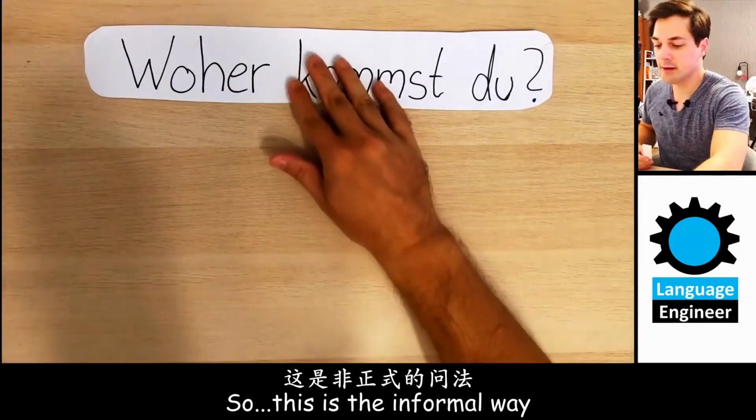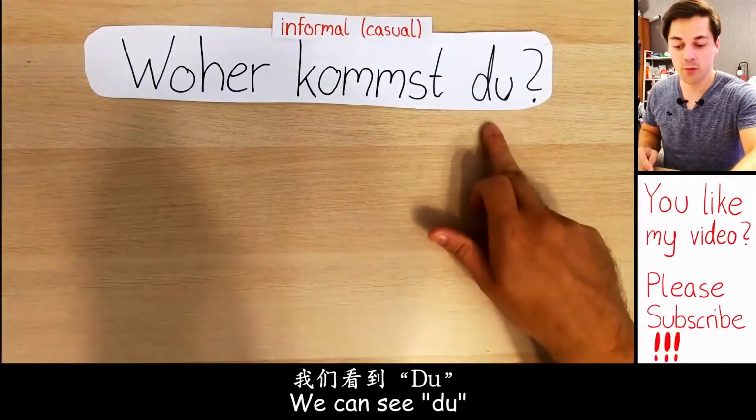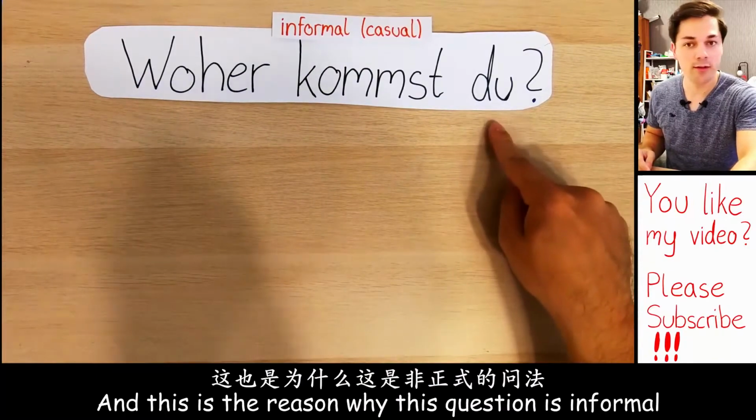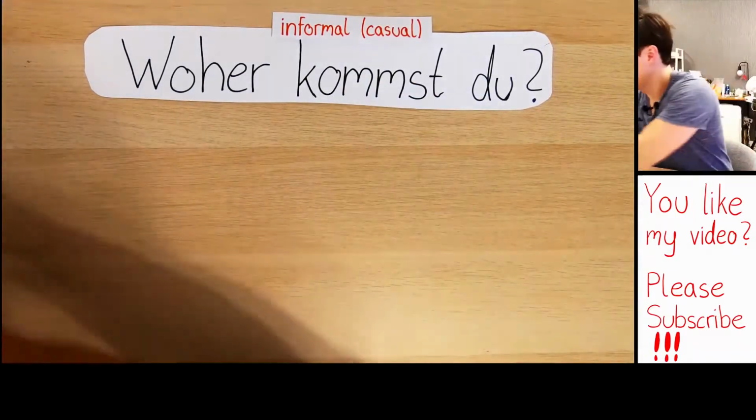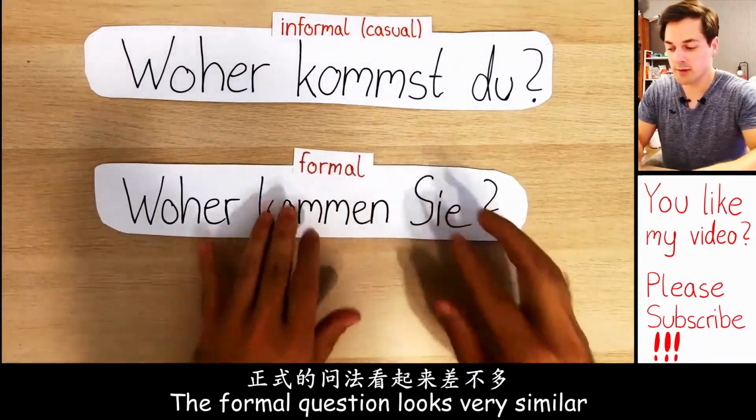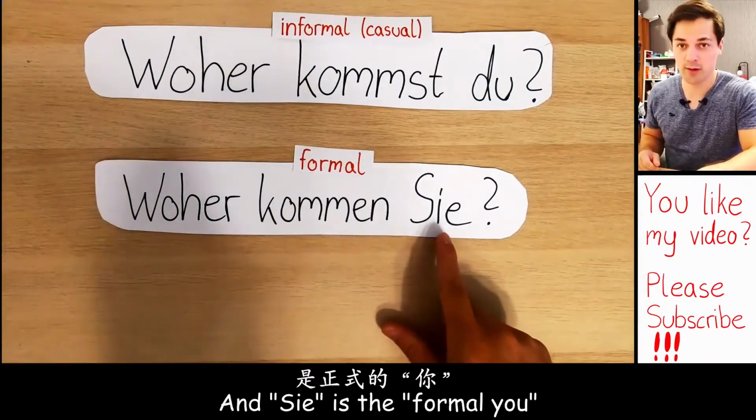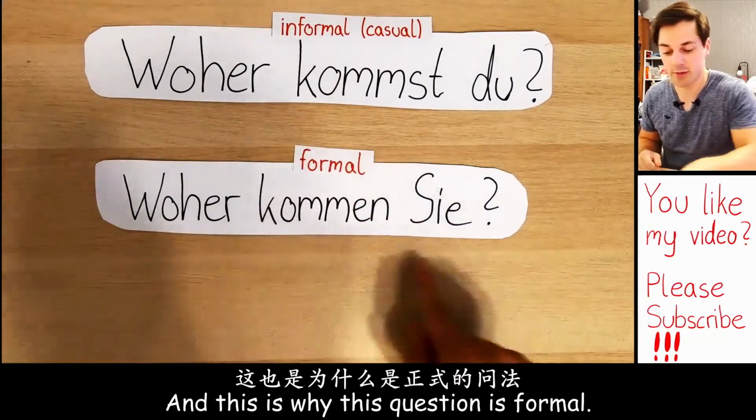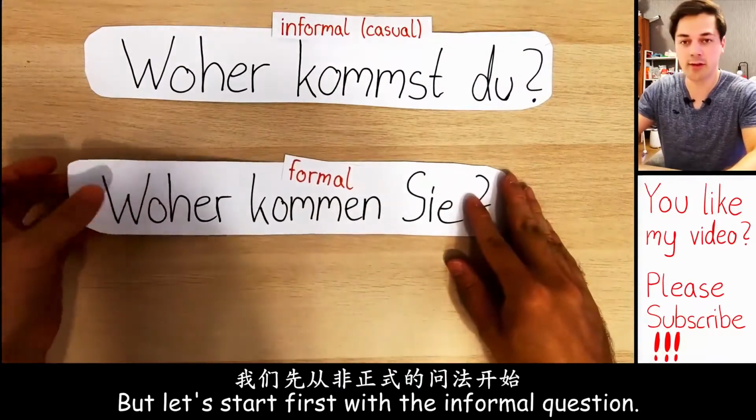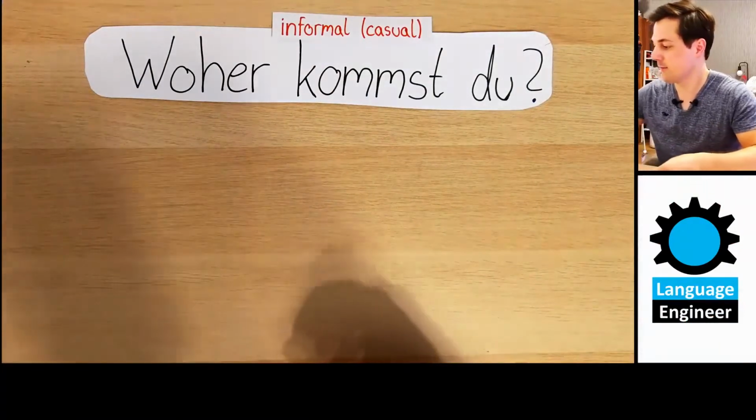So this is the informal way. We can see du, and du is the informal you, and this is the reason why this question is informal. And let me show you the formal question. The formal question looks very similar, but we have sie, and sie is the formal you, and this is why this question is formal. Okay, but let's first start with the informal question and discuss how this question works.